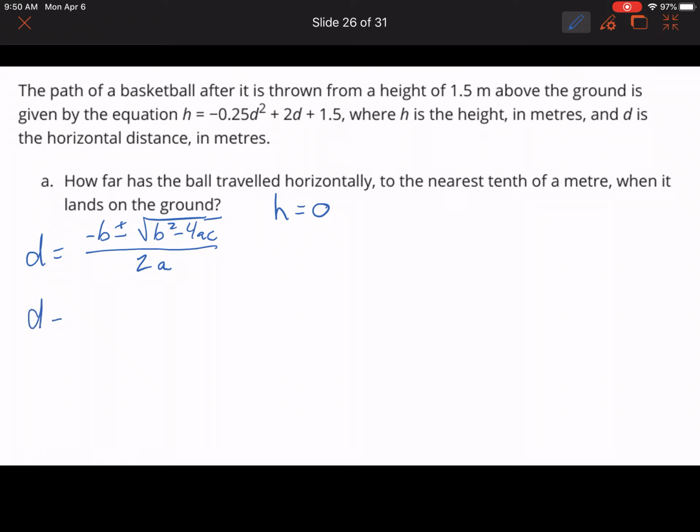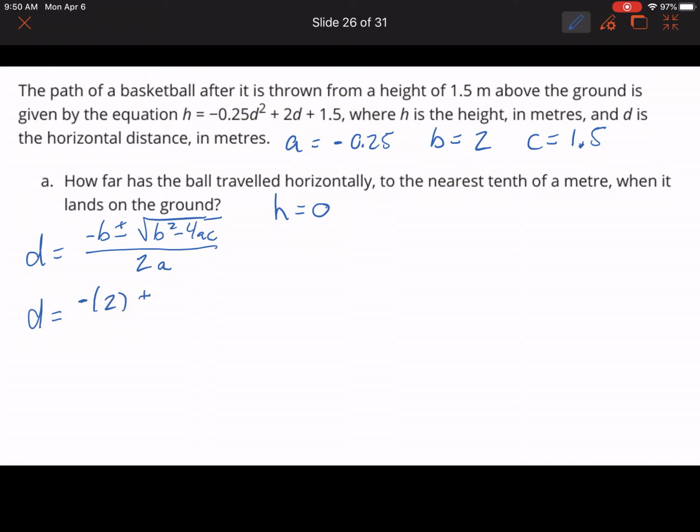Fill in our information. Make sure the negative is on the outside. Our a equals negative 0.25, our b equals 2, and our c equals 1.5. So we got some decimals working out here, so we're going to have some calculator work.